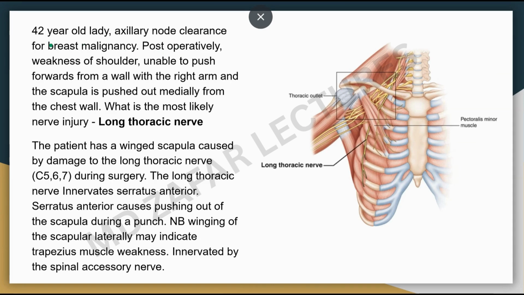So next we have a 42-year-old lady who had an axillary node clearance for breast malignancy. Post-operatively, she has weakness of the shoulder, is unable to push forward from a wall with the right arm, and the scapula is pushed out medially. So this is very important. Which is the nerve being damaged? As I've explained previously, this is the scenario where they have described winging of the scapula. So basically, winging of the scapula is because of the long thoracic nerve.